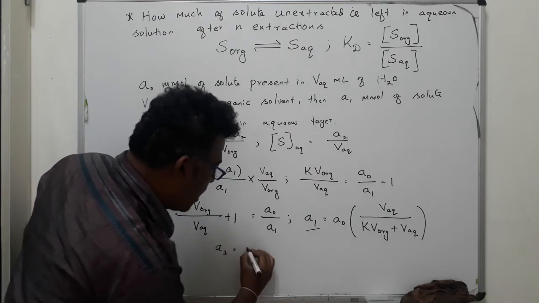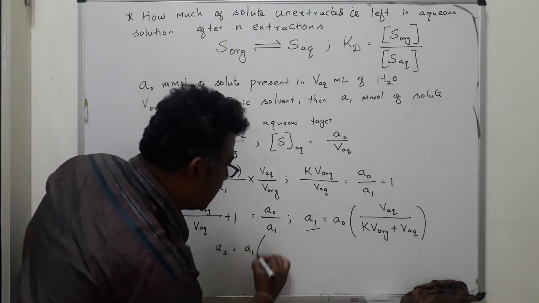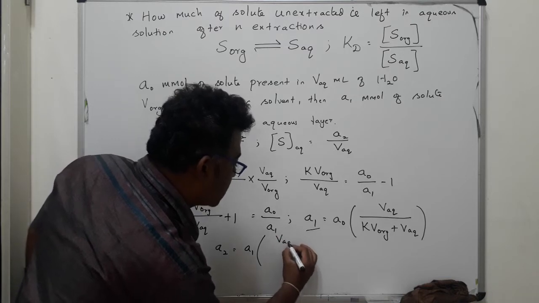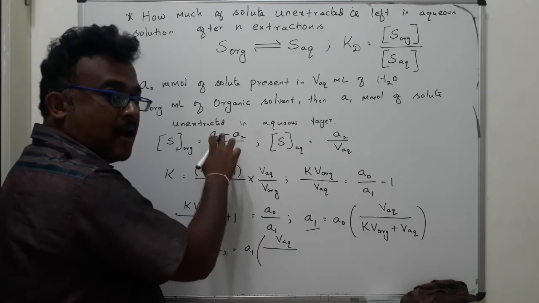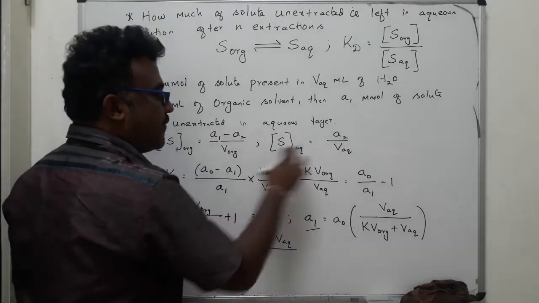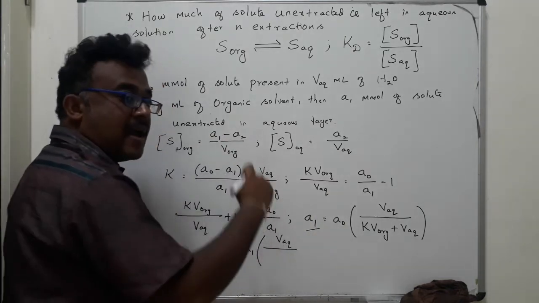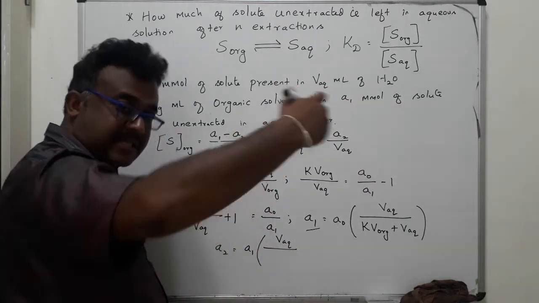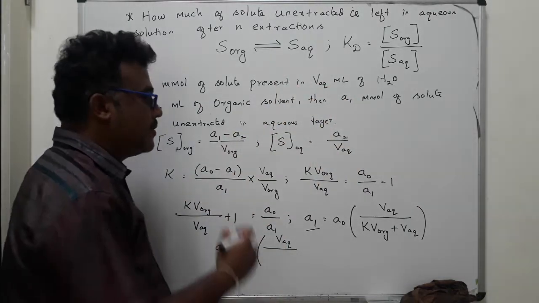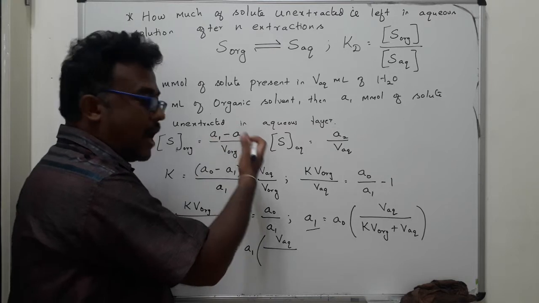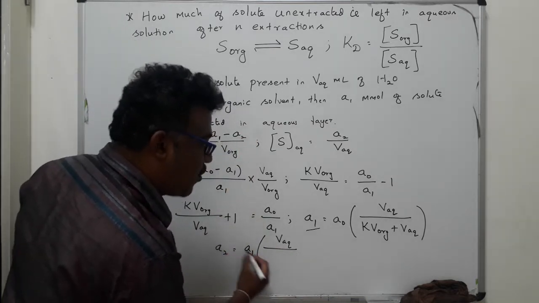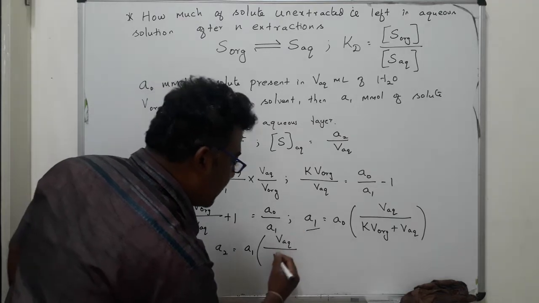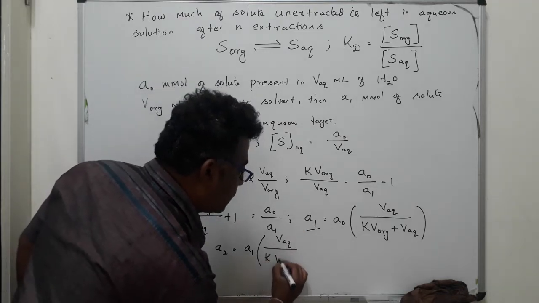A2 is equal to A1 into V aqueous, under the condition that, now what happened? You have changed only the millimoles of solute, not the volume of the solvent. The volume of the solvent for the first case and second case will be the same. You have used the same volume, but the number of millimoles of solute has changed. So the millimole parameters A2 and A1 should be changed, but the volume of the solvent should be the same.